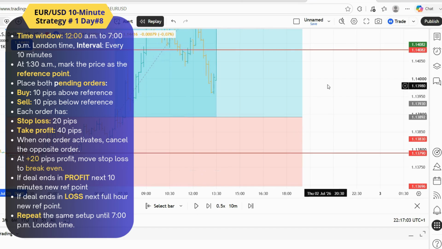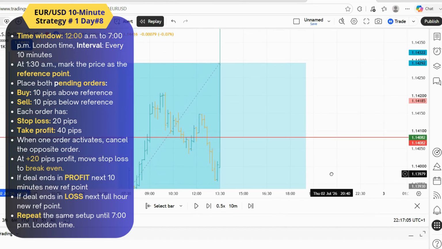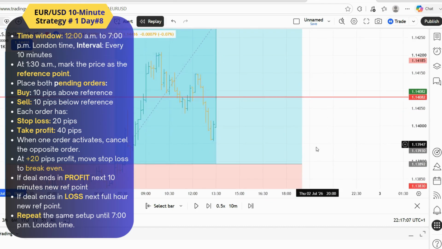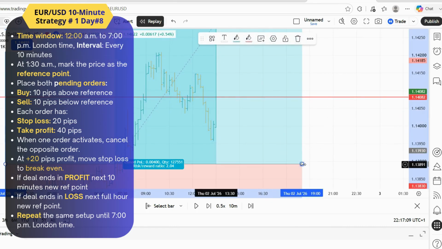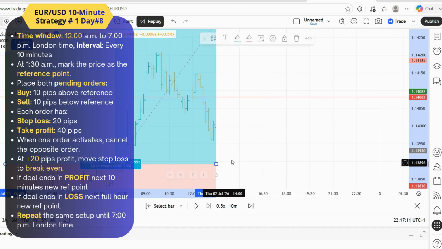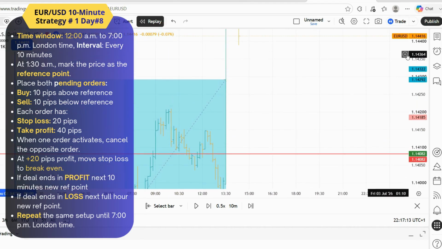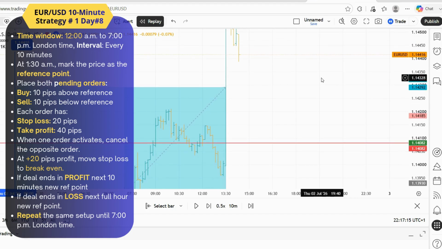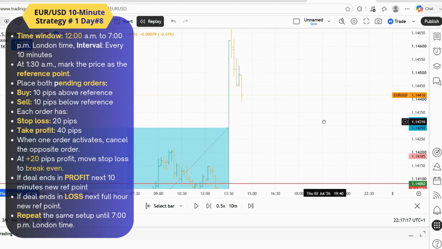A sudden and powerful bullish movement enters the market. Price begins rising aggressively. The long position quickly returns to stronger profit. 20 pips, 30 pips, and then the market reaches our full 40 pip take profit target. Trade number 1 is complete. The position closes with 40 pips profit.